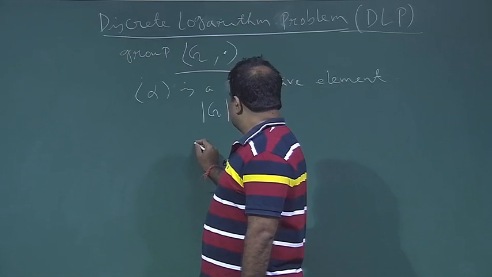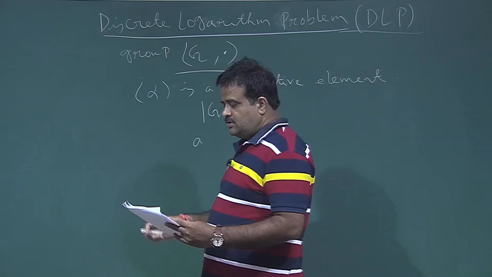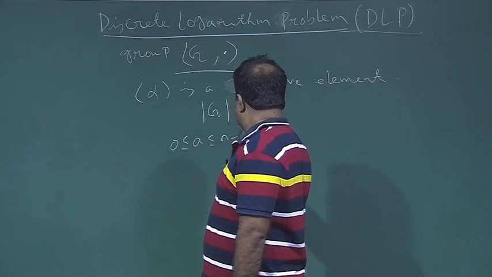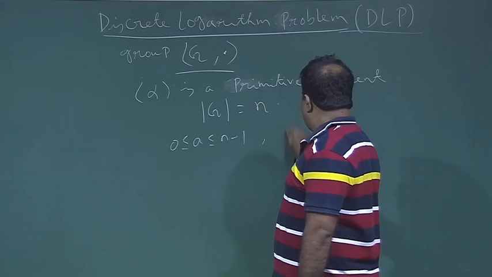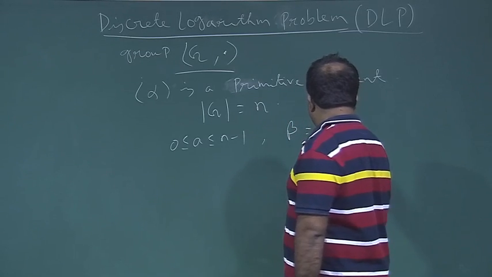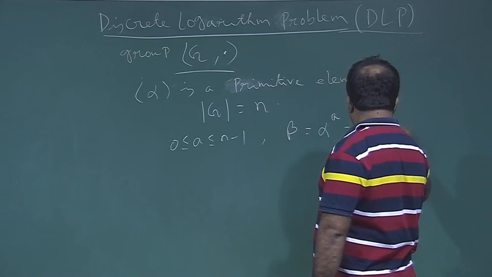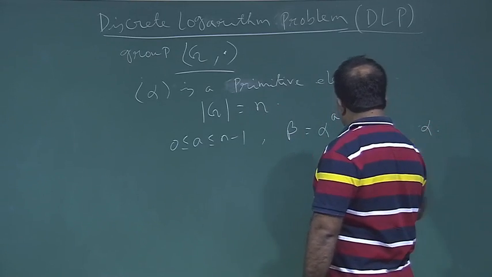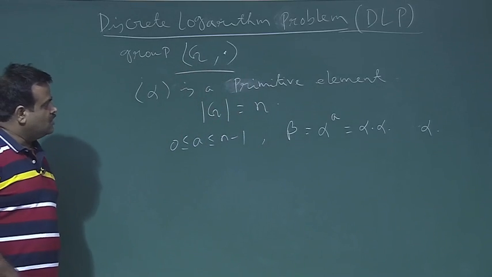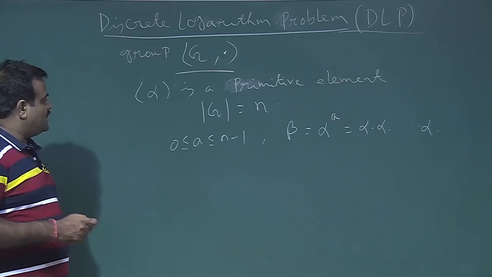So, we choose a from between 0 and n minus 1, and we compute beta, which is alpha to the power a. In the multiplicative sense, it is alpha multiplied a times, or it could be in the additive sense also, depending on the operator we are using. So, we compute beta equal to alpha to the power a.